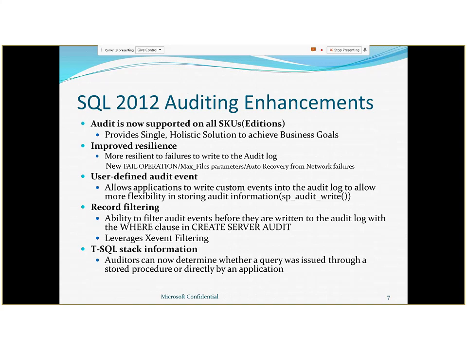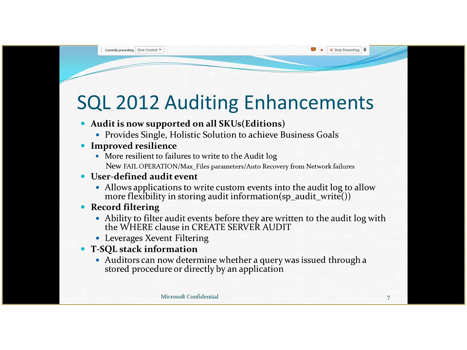automatic recovery from network failure. As I mentioned earlier, during network failures and all, there is a chance that some of the audit records are not written properly. So that kind of audit recovery is enhanced now. Also we have an option with user-defined audit, where you can write your own custom events to the audit using APIs that are provided. The record filtering is one of the key features.